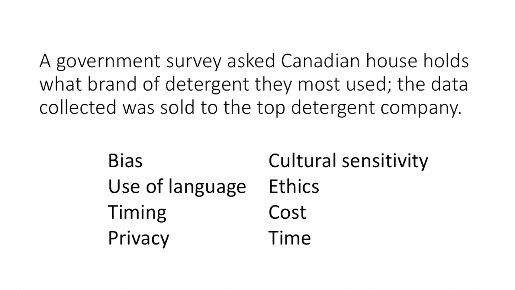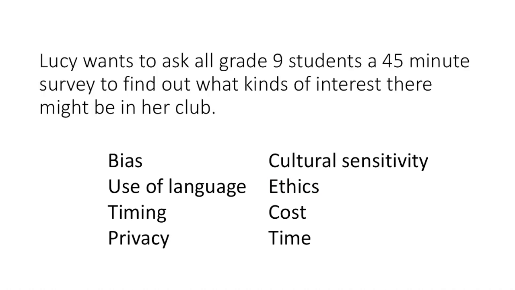All right, a government survey asked Canadian households what brand of detergent they most used. Then the data was collected and sold to the top detergent company. So the important factor here is that the collected data was sold, which means that somebody made a profit. And so that is ethically not so good. It might also be privacy. If people are asking you a question and then they're selling it to someone, that's not great for privacy.